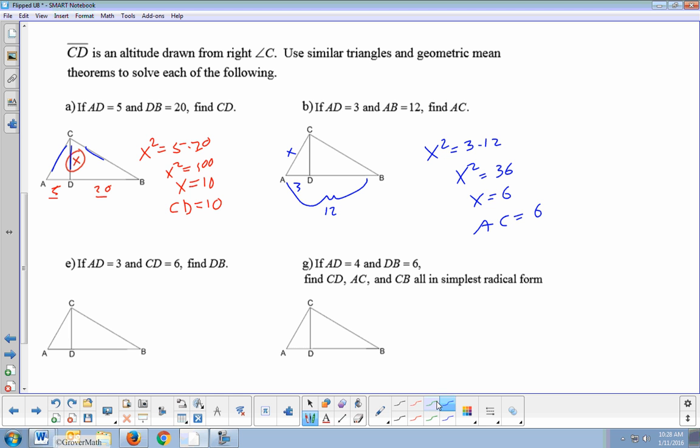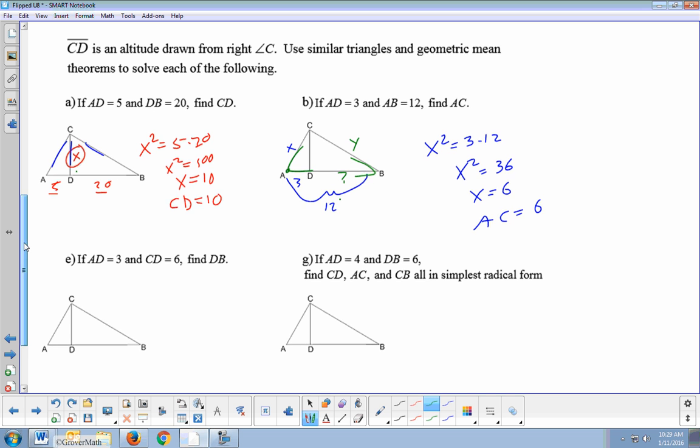If we had the other side, like say we wanted to find this side, we would need this piece times the whole thing. And so that's the two legs. It's the part attached to it and the whole thing, or the part attached to it and the whole thing. When it's in the middle, it's just the two pieces times each other. You don't involve the whole thing at all when it's the altitude.